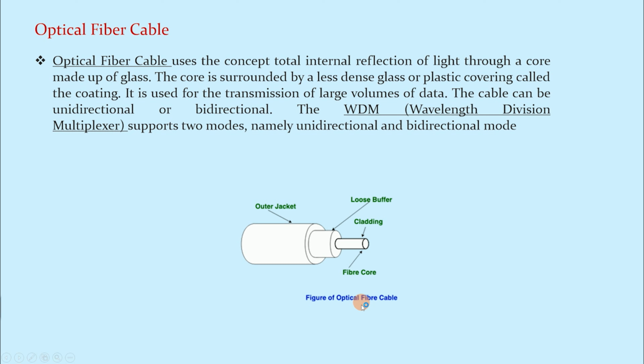Here is the figure of optical fiber cable. First there is fiber core, then cladding, then loose buffer, then outer jacket. And it uses the principle of total internal reflection to transmit the information.